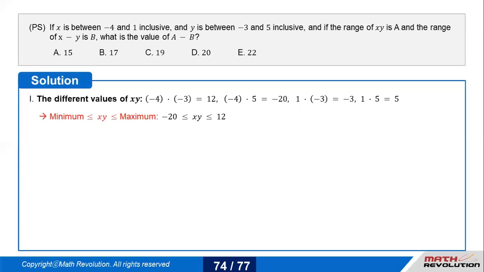Your minimum value would be -20, and your max. So it's not like you're multiplying left to left and right to right. It's all about left, left, left, right. So you need to take in consideration all the four possible cases. So your minimum value here becomes -20 for xy, and maximum value becomes 12.